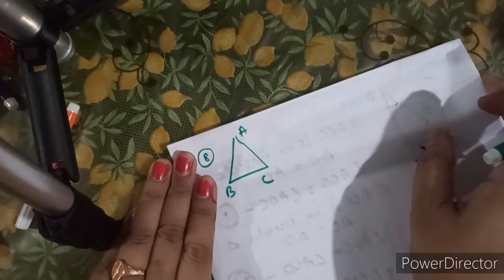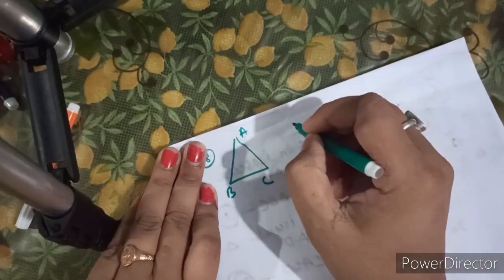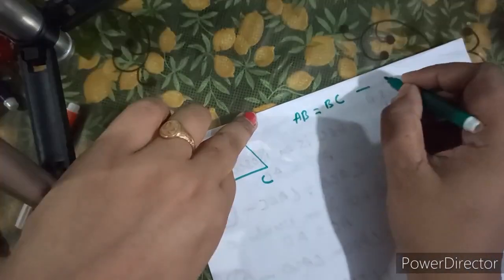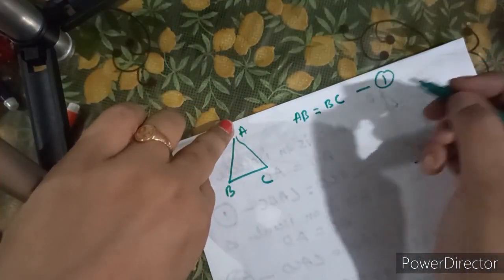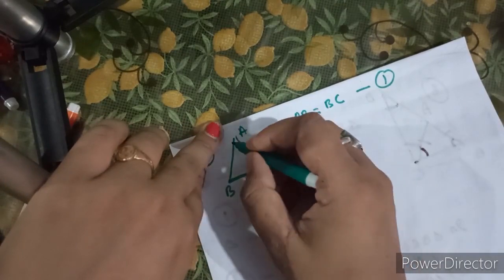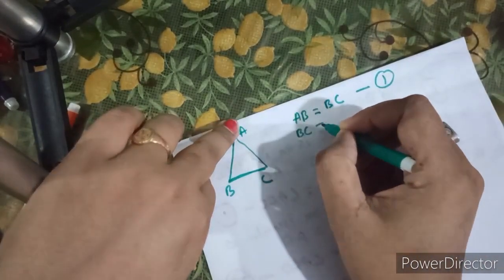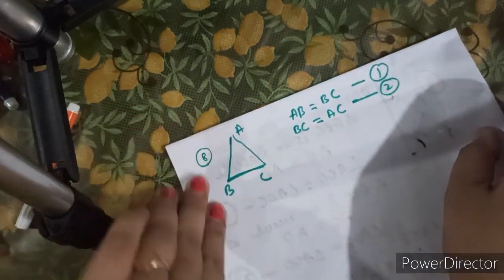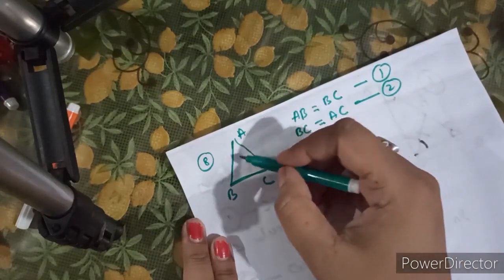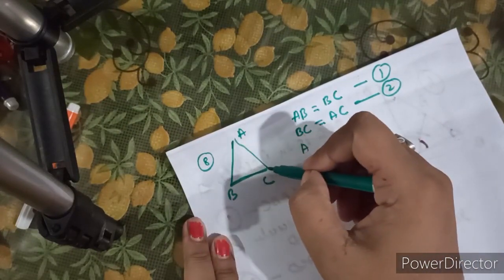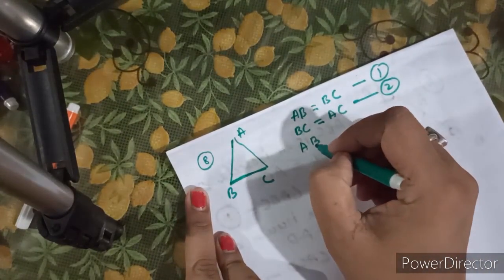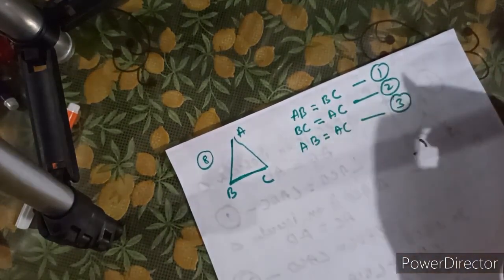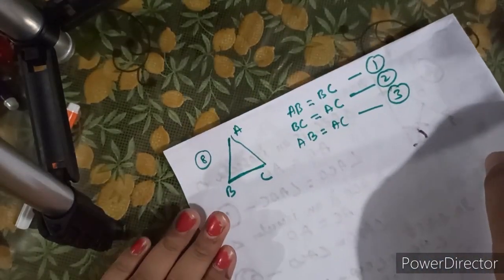A, B, C. So now equilateral triangle means what? Your side AB will be equal to side BC. Let me mark this as equation number 1. AB will be equal to BC, then BC will be equal to the side AC. Let me mark this as equation number 2. Then AB is equal to BC, BC is equal to AC, and again AB is also equal to AC. So these are the 3 equations where all the sides are equal to each other.